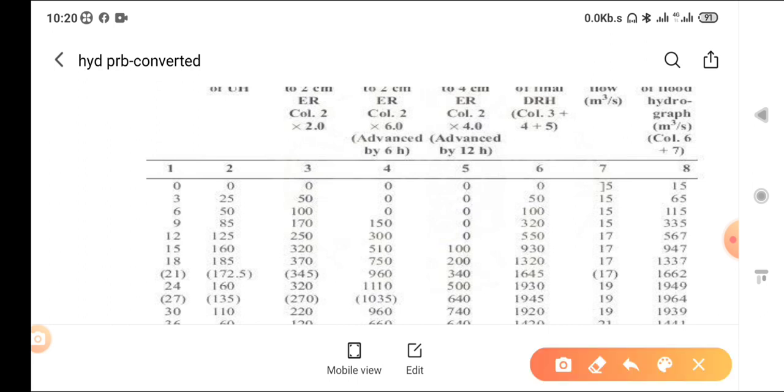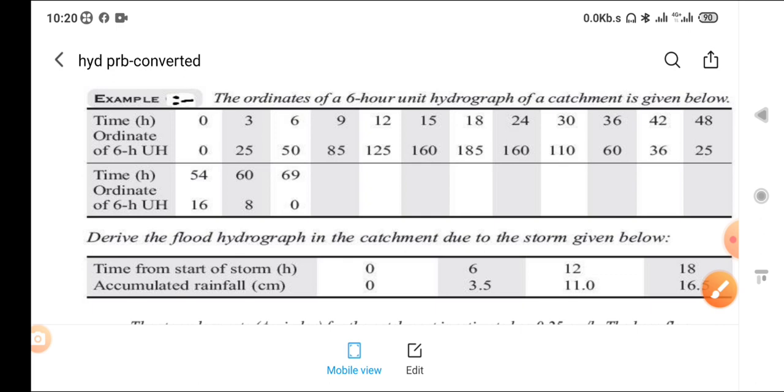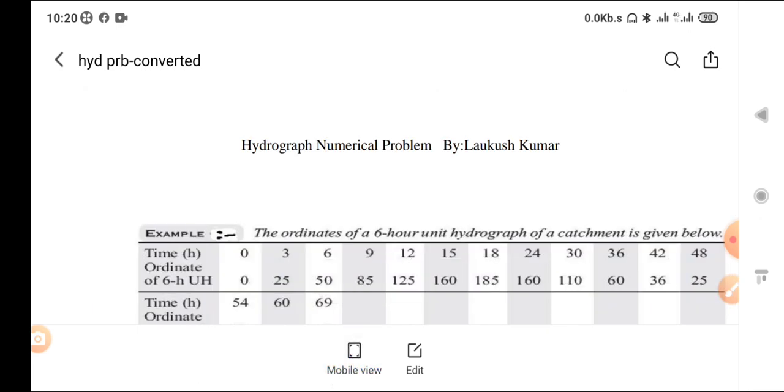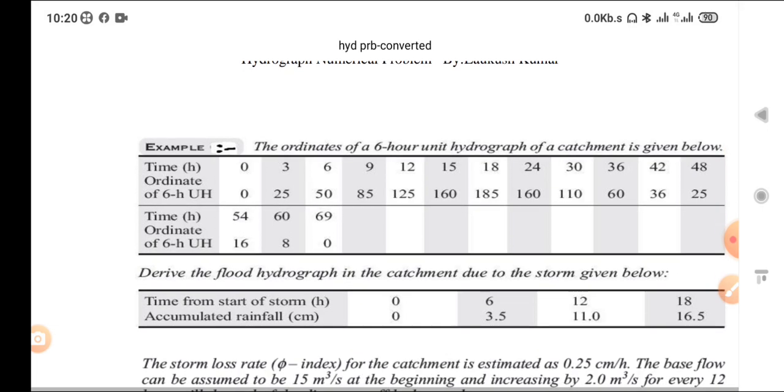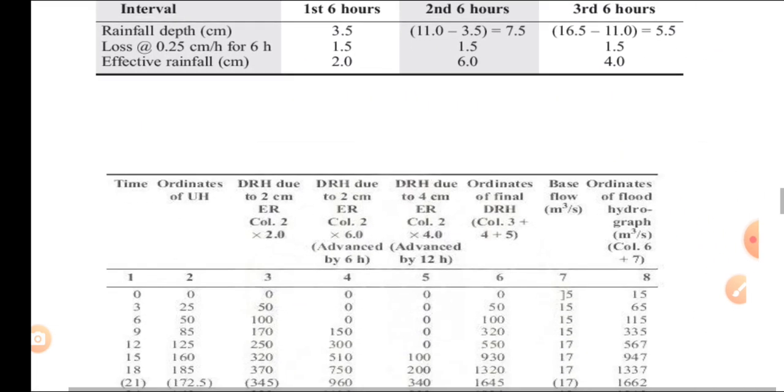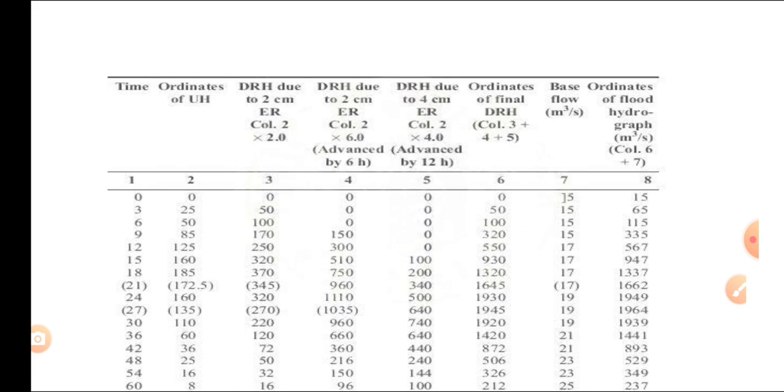Here you can see up to 9 it will be 15, and when it comes to 12, it increases by 2, so 17. Similarly, you can fill the value of the base flow.